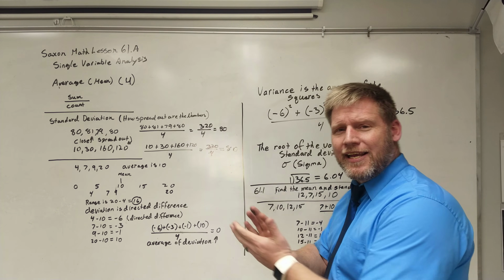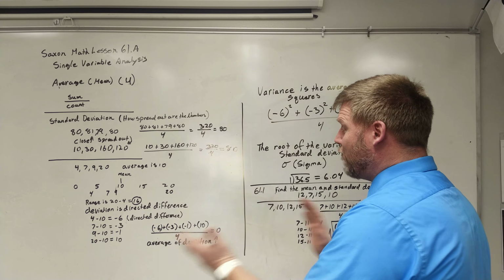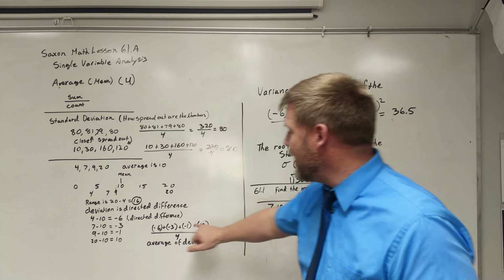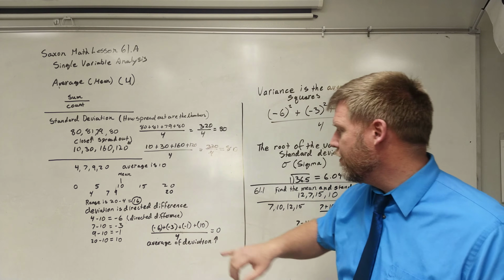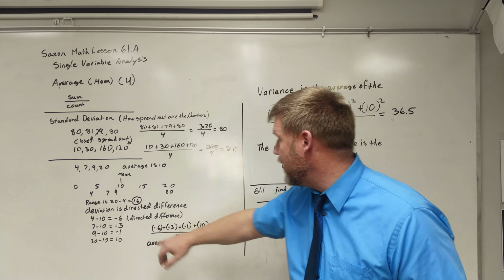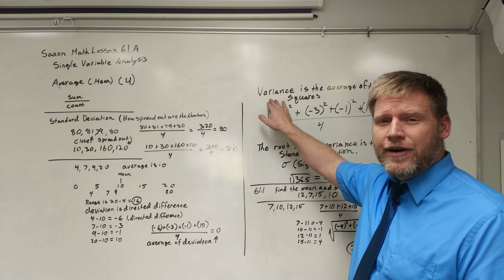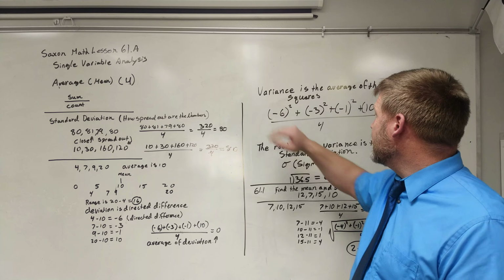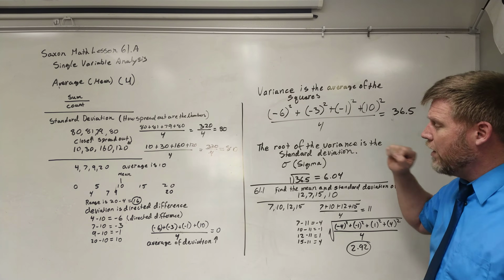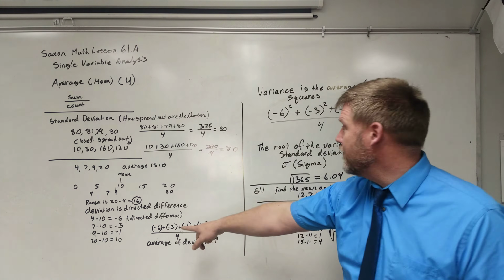So we are going to adjust that to be how far away those are by taking each one of our deviations, our directed deviation, and we're going to find a variance. A variance is the average of the squares of the deviation.